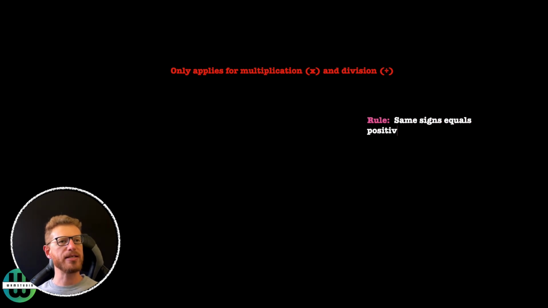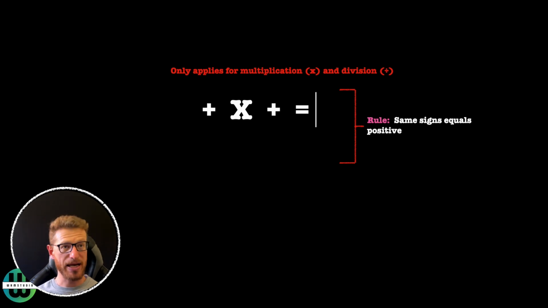So the first rule is that if the signs are the same, then they equal positive. So let's go and have a look at that. We have plus times a plus, so a positive number times a positive number will equal a positive number. And a negative number times a negative number will equal a positive number as well.